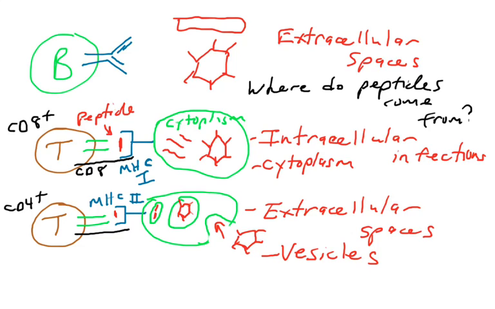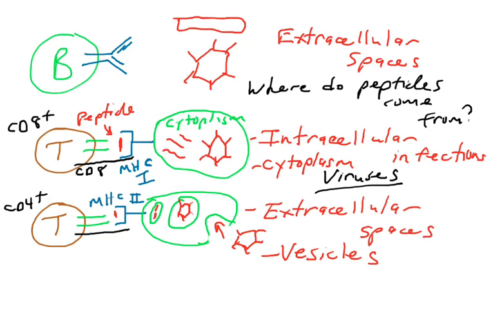So there's a difference between intracellular infections and extracellular spaces. CD8 positive cells look at the intracellular infections, typically viruses that are living in the cytoplasm. Can CD4 cells also look at viruses? Sure, but it's the viruses that are captured via receptor-mediated endocytosis or phagocytosis. So the viruses technically aren't inside the cytoplasm of the cell. They're inside the vesicular system of the cell.